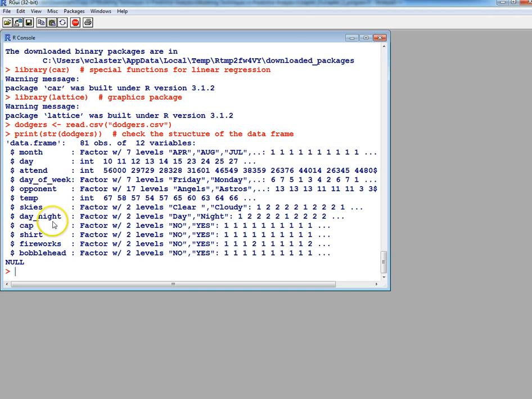How about day-night? That's also only 2 levels, right? So what are they? Of course, they're just day and night. And how about month? How many levels are there? Well, you might say there are 12 levels, right? But there aren't 12 levels occurring in our data set. How many levels are occurring in our data set?